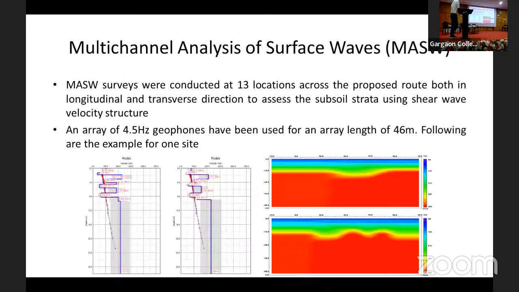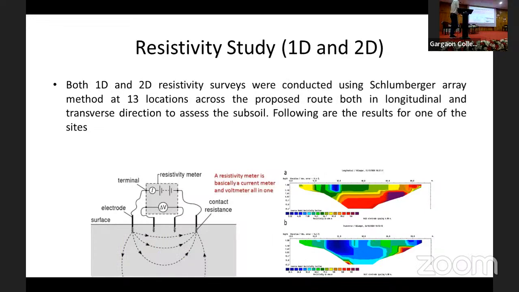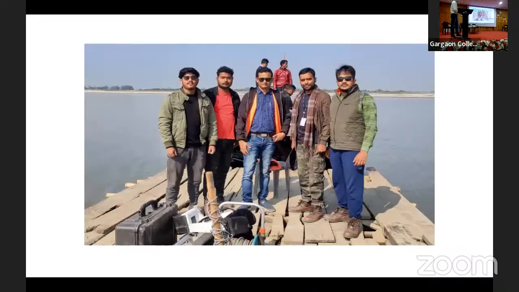We also determined the shear velocity profile. This shear velocity profile is very important for building codes. It is used by civil engineers for construction requirements. We also used a method for resistivity study: we apply current to the ground through batteries, then determine the resistivity at different layers of the ground. From these resistivity values, we can get the underlying structure, so we have knowledge of what is underneath the ground. These are my team members who were engaged in this work.